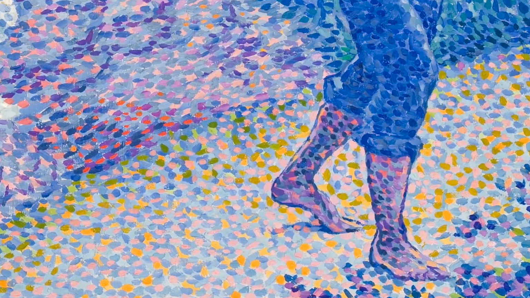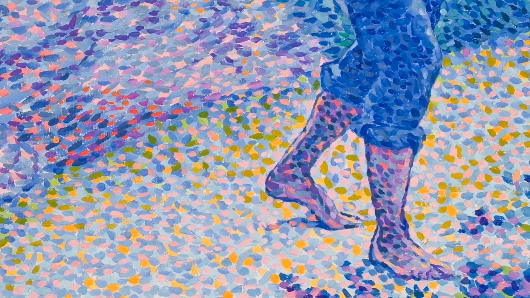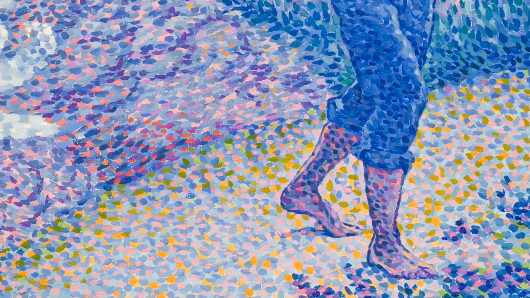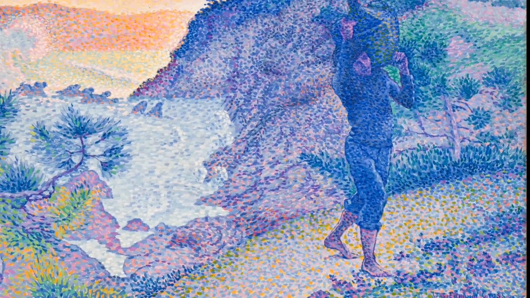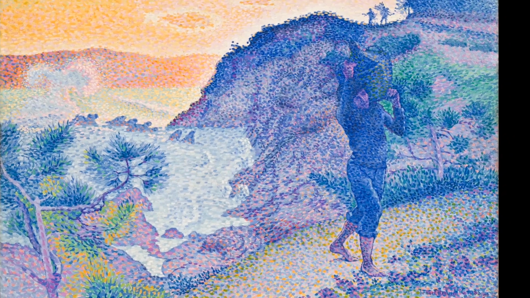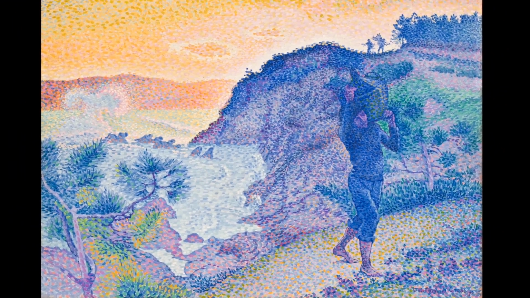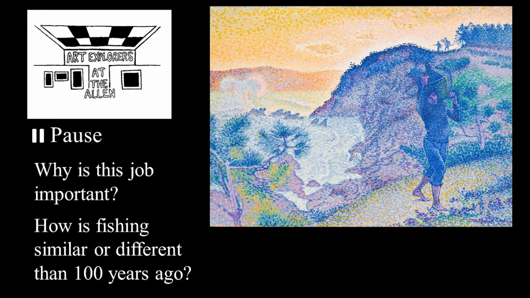He is actually a fisherman, and this painting is called Return of the Fisherman, painted more than 100 years ago. Why is this job important? And how is fishing today similar or different to what fishing was like 100 years ago?